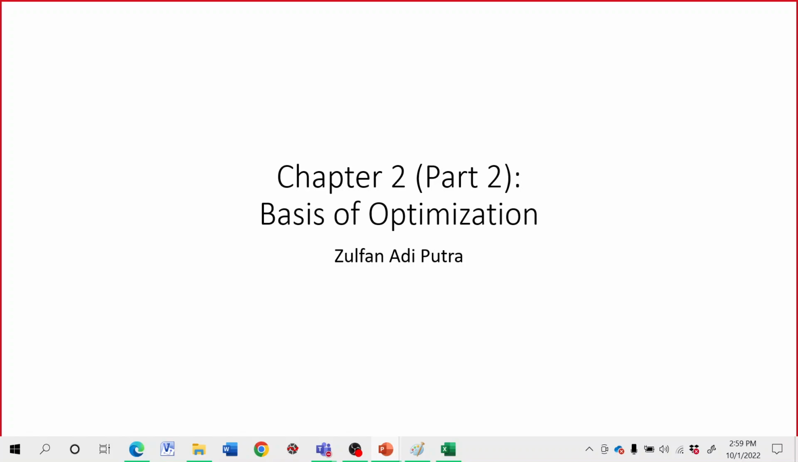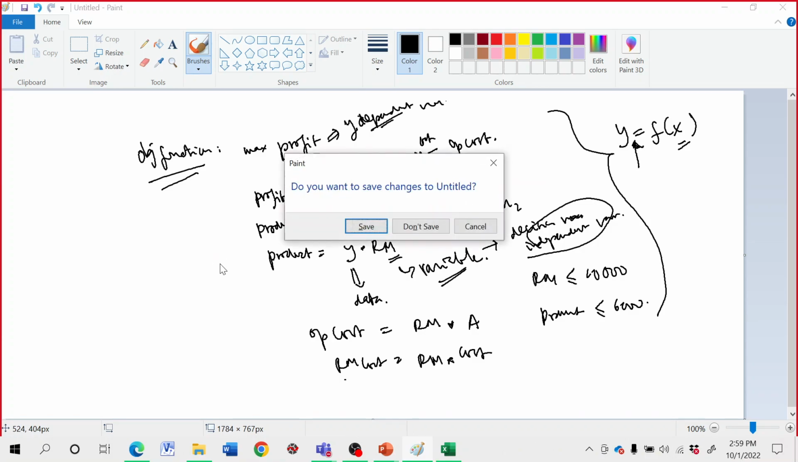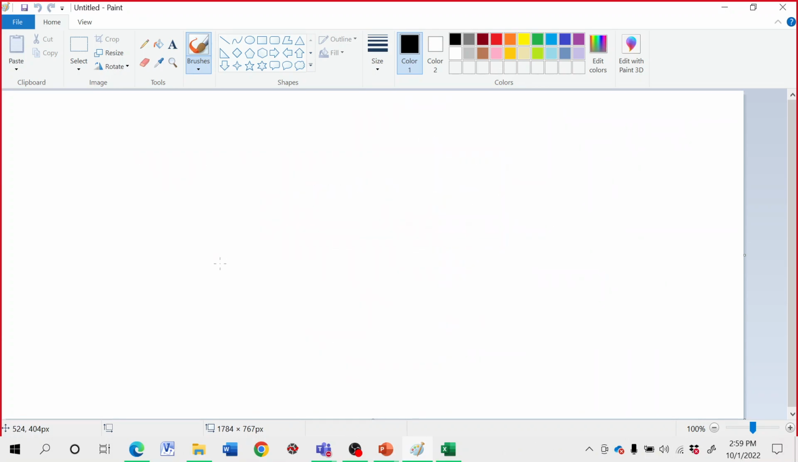So we need to make a formulation. Number one, understand the problem and then make a formulation. And then once we get the formulation, we see whether it is linear or non-linear. I will draw this for you so that you can see it. So number one is to formulate the math, and then see if it is LP, NLP, integer LP, or integer NLP.